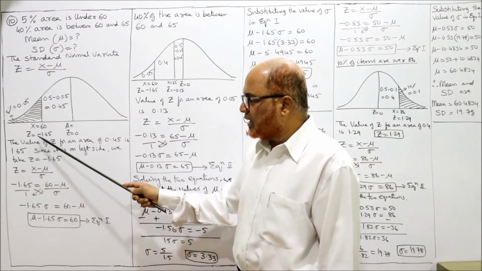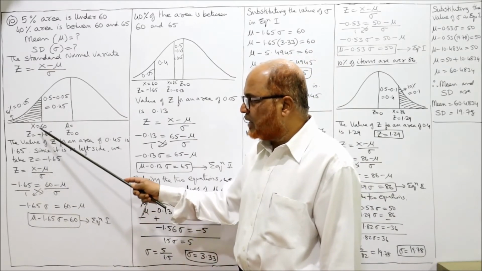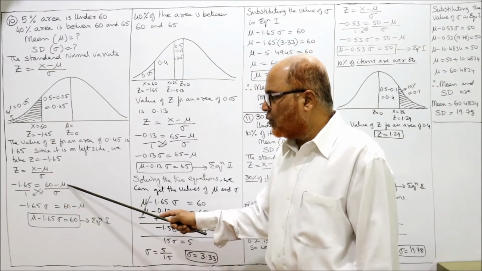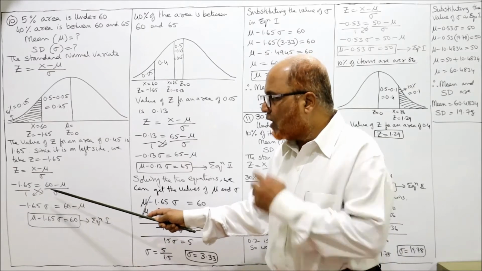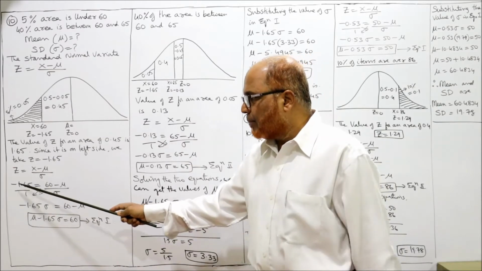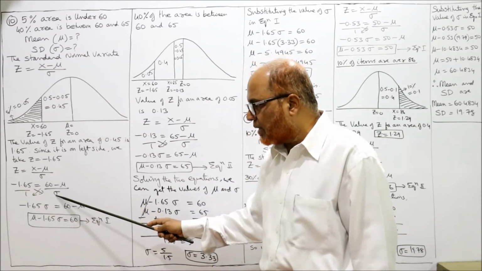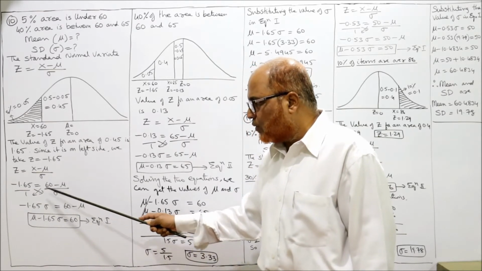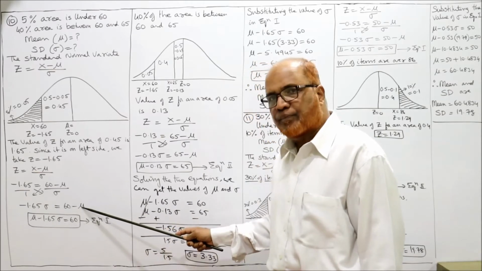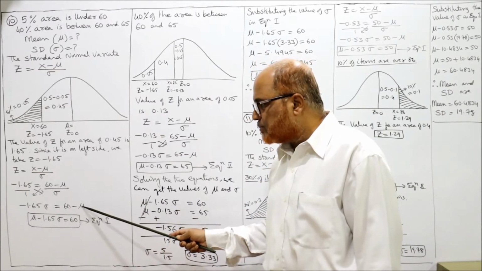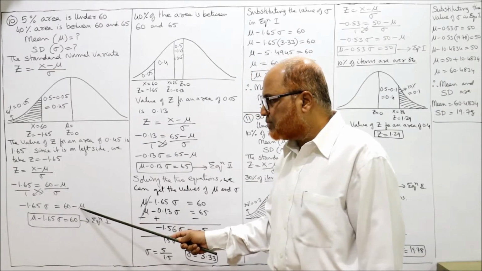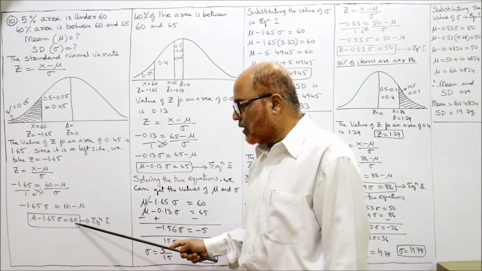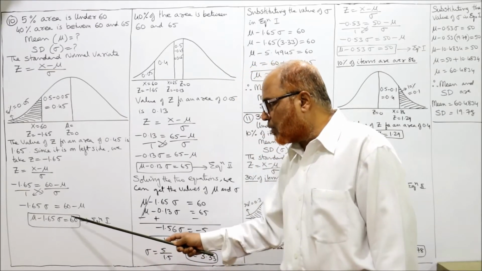Z value we got is minus 1.65, x value is 60. Mu and sigma we don't have. Now by cross multiplication, minus 1.65 into sigma is minus 1.65 sigma, and 60 minus mu into 1 is 60 minus mu. Now take this minus mu to the LHS, so minus mu will become plus mu. Mu minus 1.65 sigma is equal to 60. This is equation number 1.